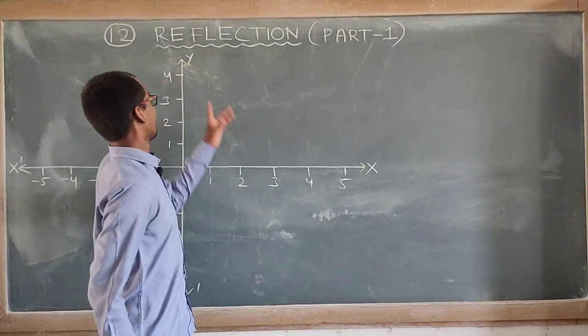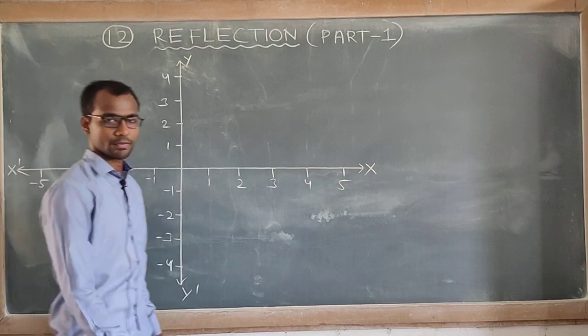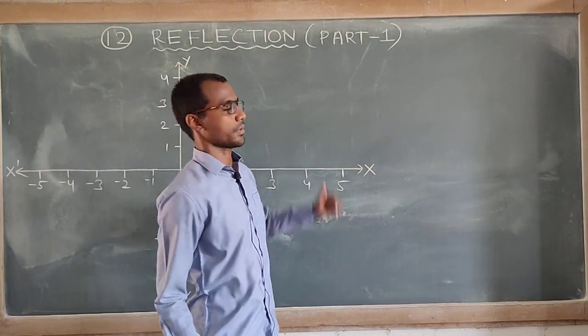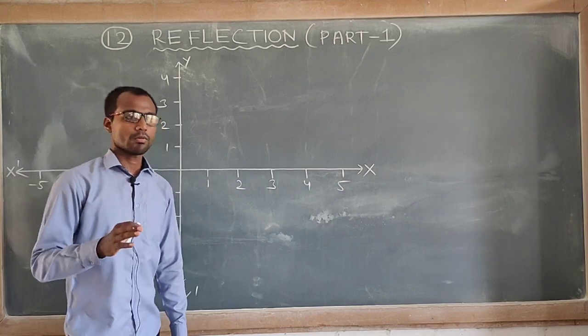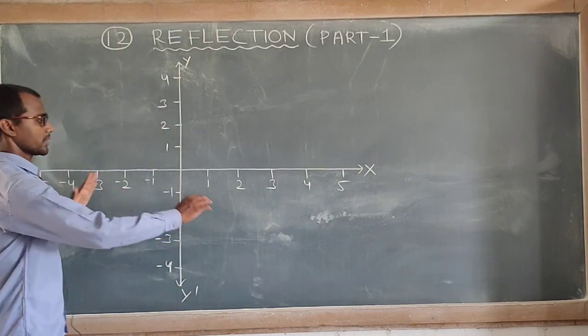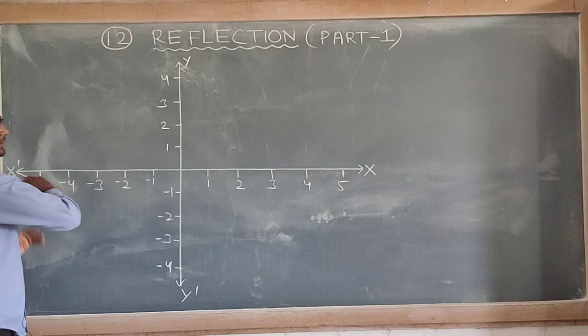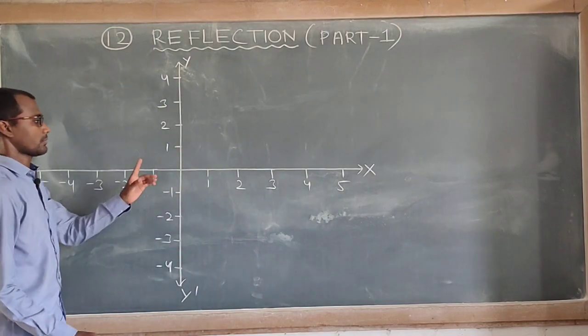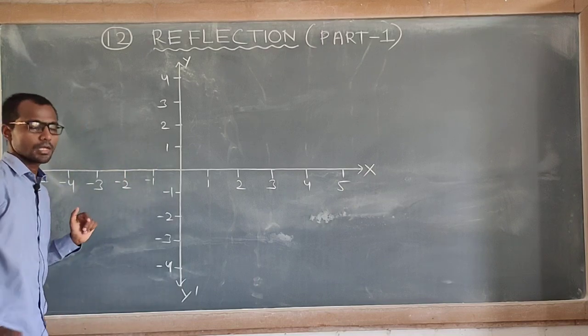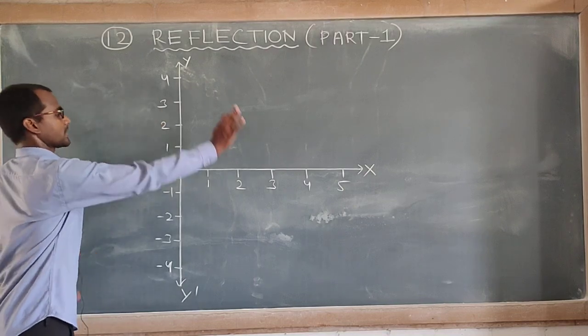Today's topic is reflection, chapter number 12, class 10. Okay, this is part 1. From class 9 you already know about the x-axis and y-axis. Suppose this is the x-axis, look here. This is the x-axis, this is the y-axis. Okay, so when these two lines intersect each other, they form a plane. You can see this is a plane.